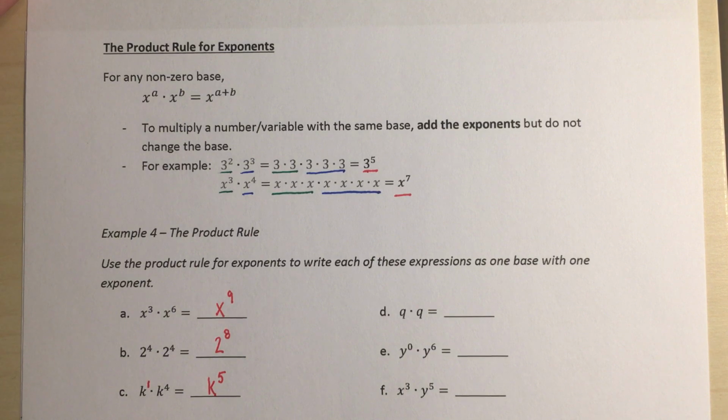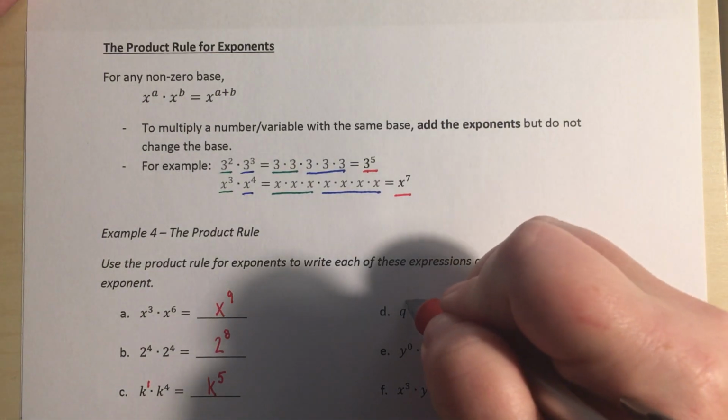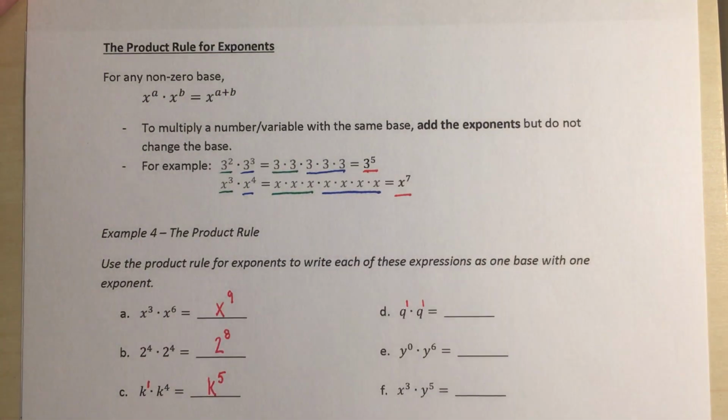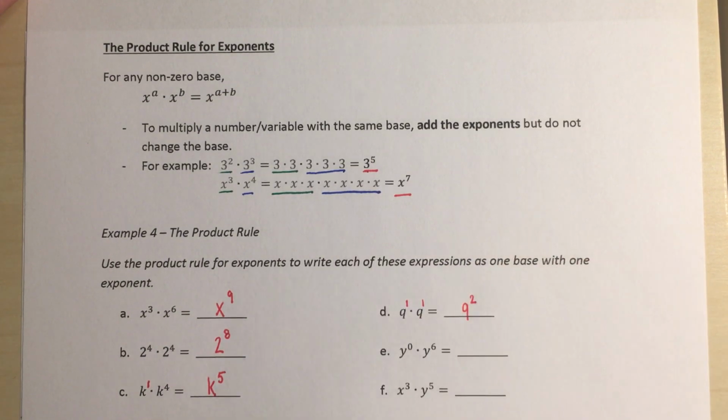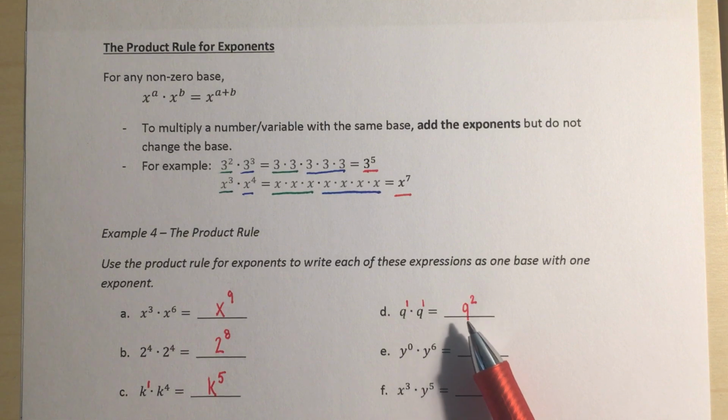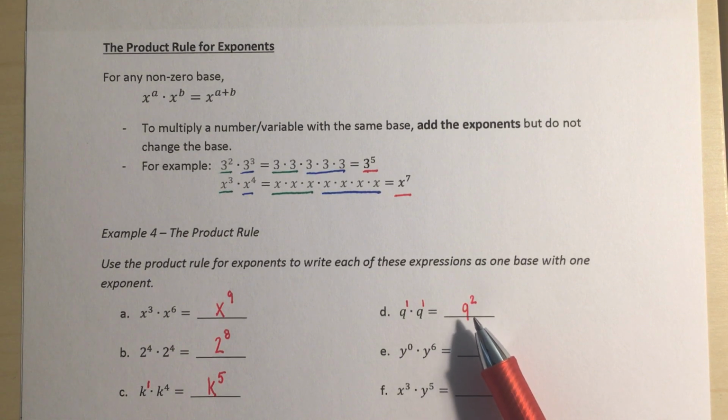Same thing is going to be true with example D. Notice that we have q times q. Well, both of those also have an invisible 1 as their power. So if we add up 1 plus 1, we get 2. So q times q gives us q squared. And thinking about our definition, if we were to go the other way, we would say that q squared means 2 factors of q, which we have here. We have 2 factors that are q.